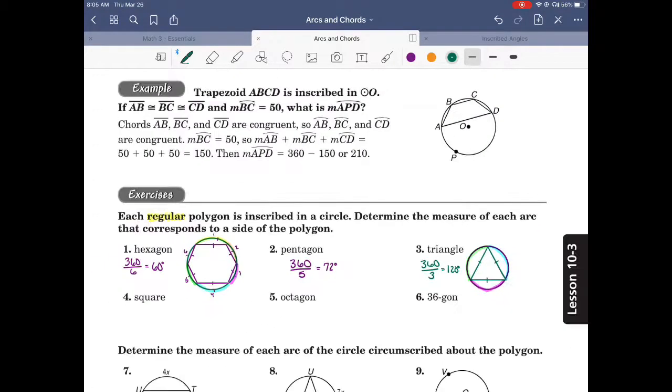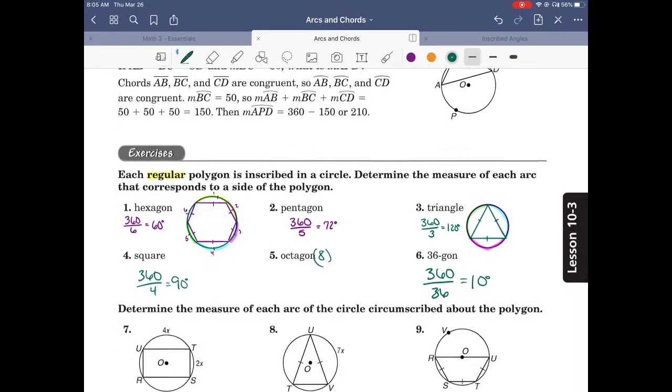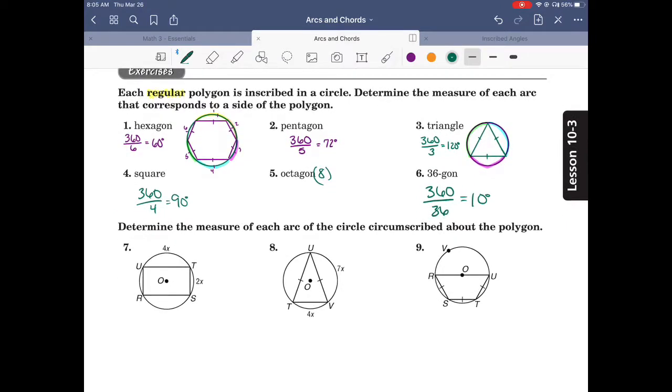Same idea. So square has 4 sides. Octagon, remember, has 8. And then obviously a 36-gon has 36 sides. So you would just do 360 divided by 36. Whoa, that was messy. And that's going to tell me that each one is 10 degrees. Okay. Same idea down here.